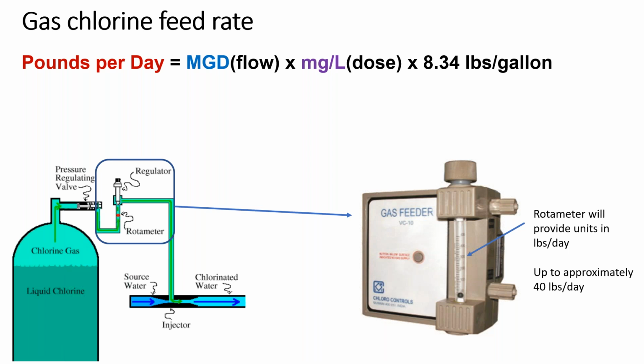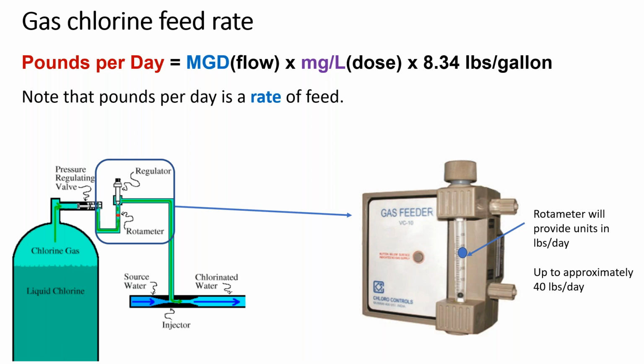And this could be from 0 to 40, which would be about the maximum amount of gas you draw from a 150-pound cylinder. So it might go from 0 to 40, or it might go a smaller range if you're going to be chlorinating at a much lower poundage. But as you adjust the needle valve, this little rotameter ball will float up to the feed rate in pounds per day.